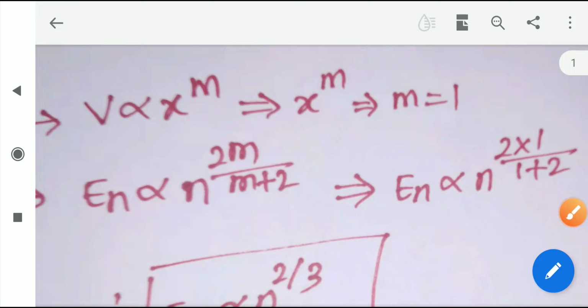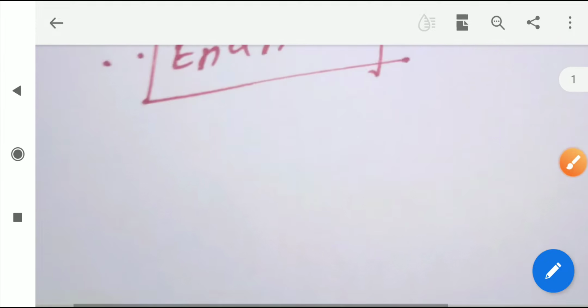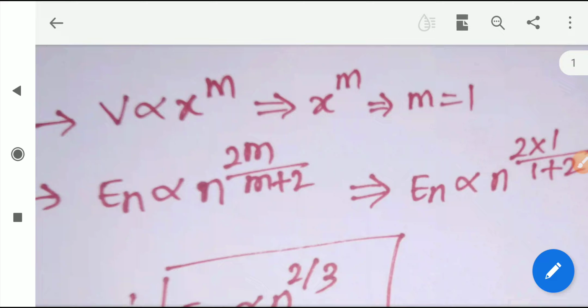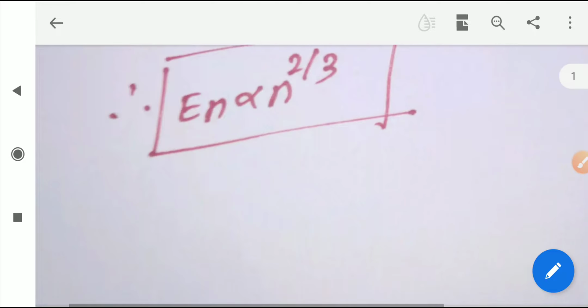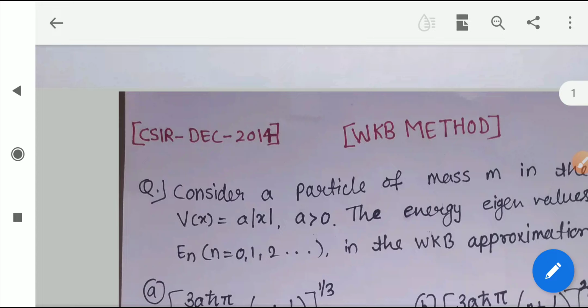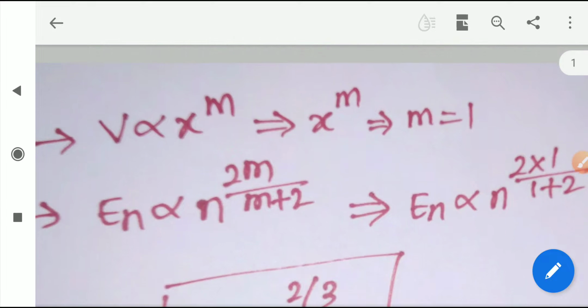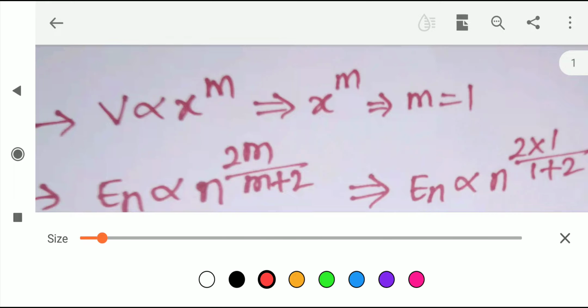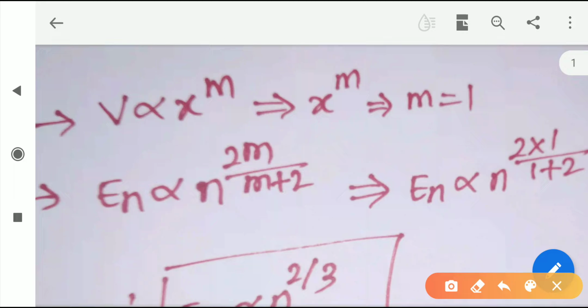Clear? So in the question, first we have to find x to the power m, which we will get from the potential equation. In the question we have the potential value given as a mod of x. Mod of x means it will have negative values of x and positive values of x both. But if you see the power, the power is positive one. So the power m value we will get is 1. I hope you have understood from where I got this 1.